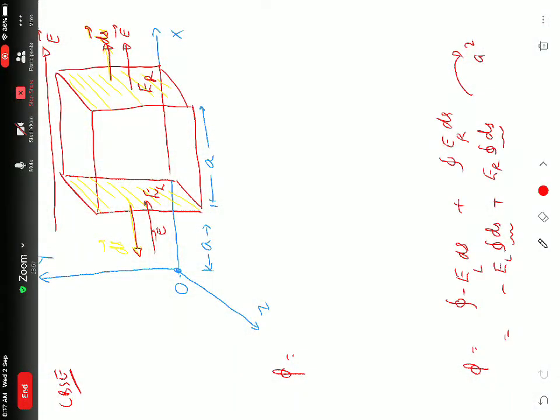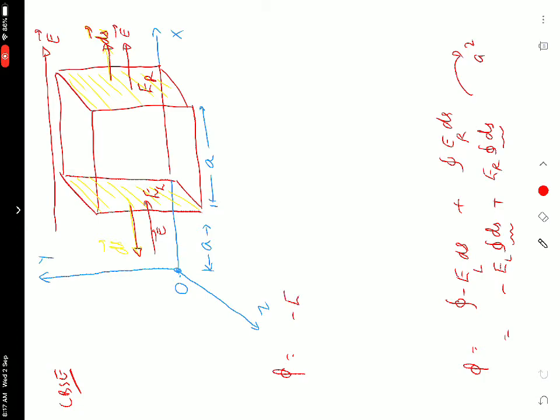So phi is equal to minus EL into pi a square, area of cross section is a square, plus ER into again area a square. So what is the value of EL and ER? You are to tell me. Ex is given as alpha x to the power half. The value of alpha is given as 800. So what is the value of EL? Give the answer fast. EL and ER. E on left side, E on right side.